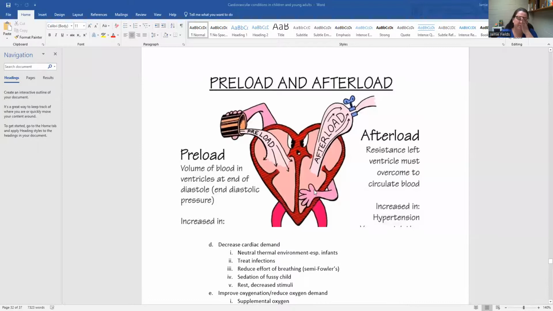Okay, so let's look at this preload and afterload. Preload is the volume of blood in the ventricles at the end of diastole. Okay, and we're going to talk about this again in a minute. So preload is how much is going in. Afterload, so preload has to do with volume. Afterload is the resistance that the ventricle has to overcome to circulate the blood. So afterload, see the clamp, is about pressure.